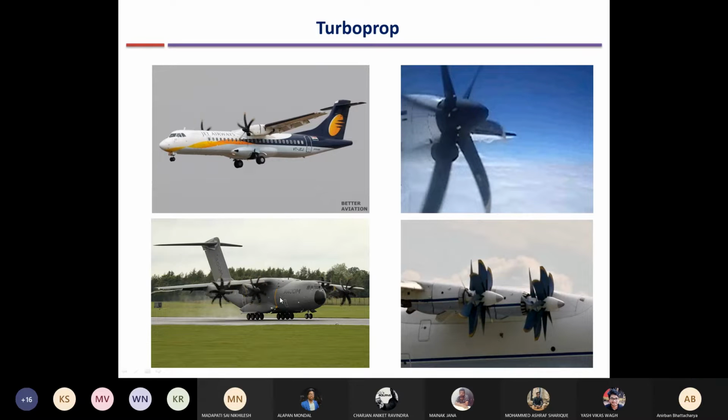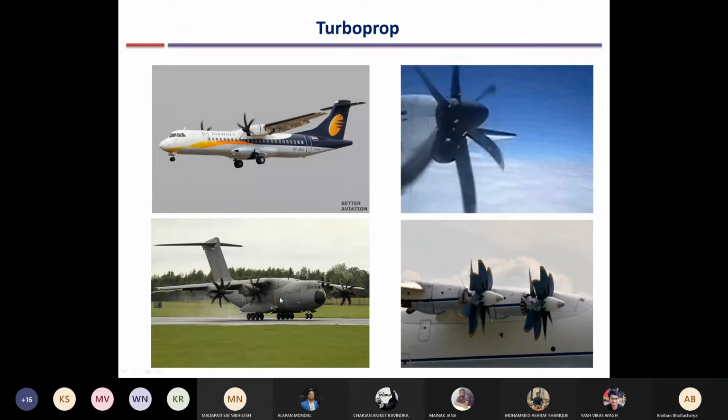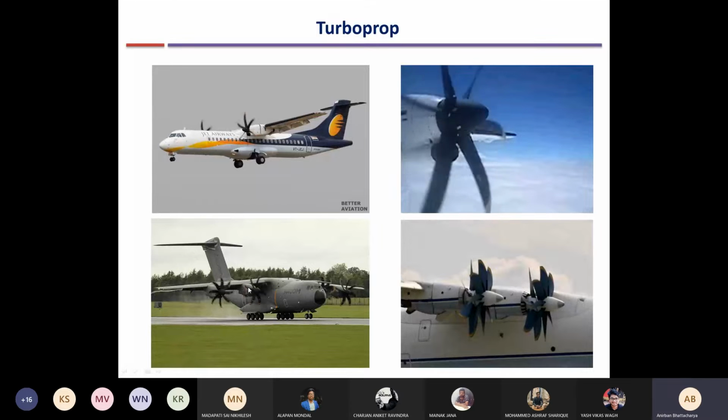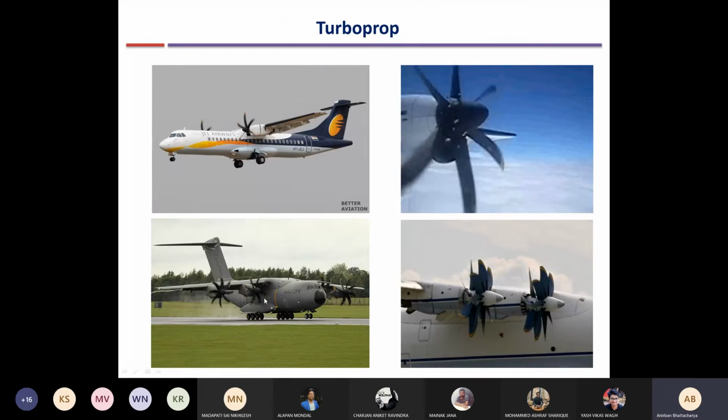Someone muted me. So in turboprop we are not using the jet thrust. Correct. So the thrust is not the only thing. The turbine is converting the energy very efficiently for running the propeller. The weight of the turbine to generate the thrust is still being generated, right? The thrust is generated by the propeller.